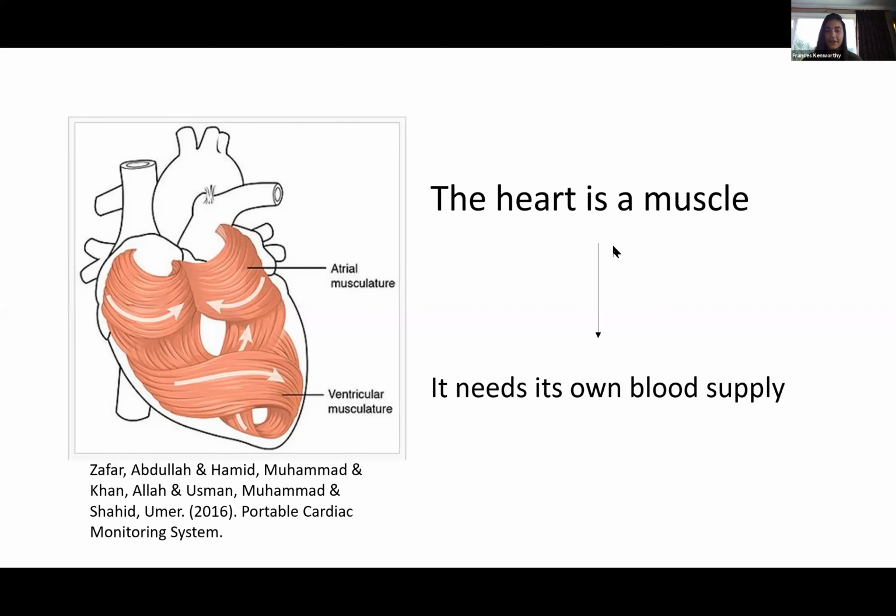Oh, great again. So 75% got it right. It is the coronary arteries. So yeah, these heart muscle cells need oxygenated blood in order to function properly. So we'll go through the different coronary arteries now.